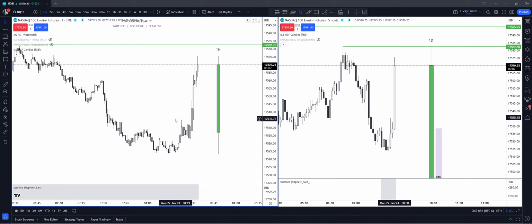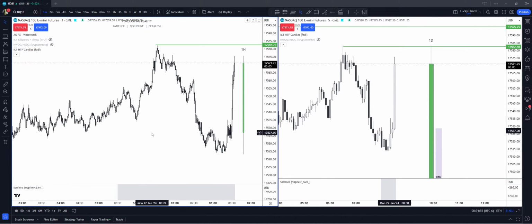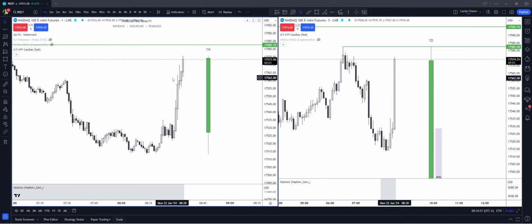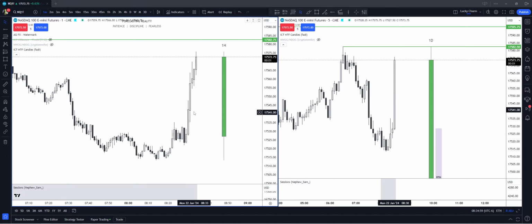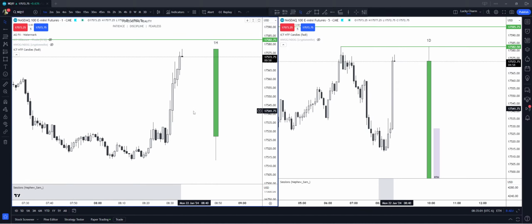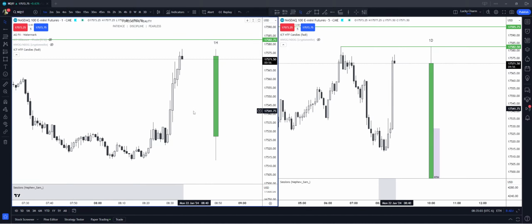So right from the open, we took out sell stops underneath here. Since then, we've been rallying higher. So if you feel any type of emotion of fear of missing out, or you're upset that you missed this move, you have to ask yourself why that is.